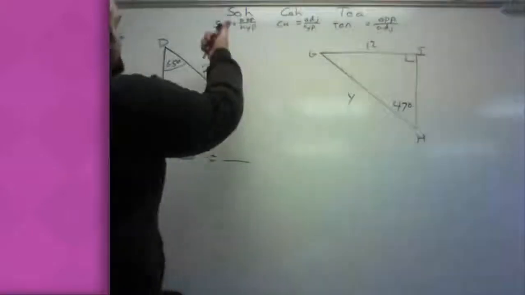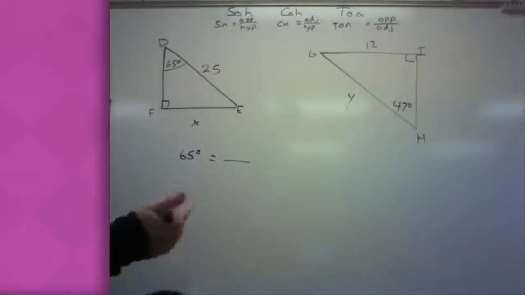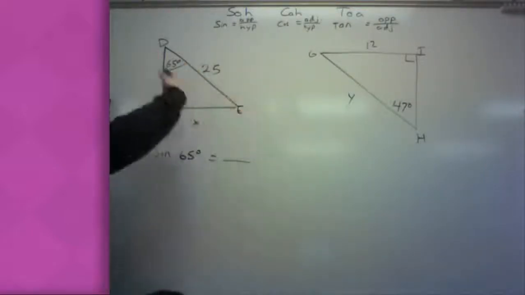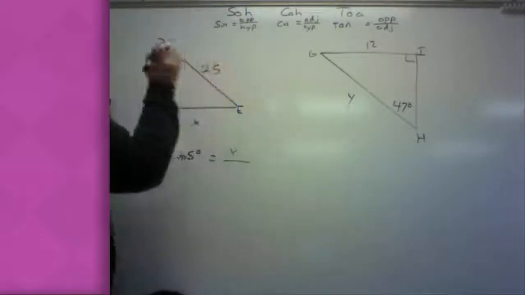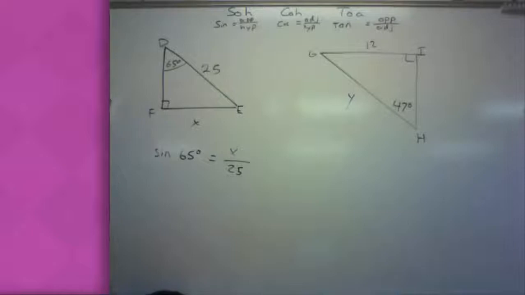I look real quick. Which one has O and H? Sine has O and H. So that's the one I'm going to use. It's going to be sine of 65 degrees. Opposite, x, goes on top. Hypotenuse, 25, goes on bottom. Now that it's set up, I just solve for my variable. Where's x? Oh, top right.